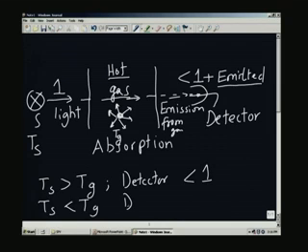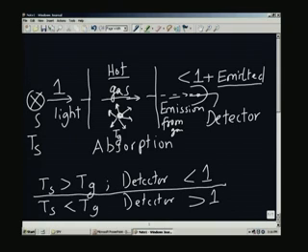If Ts is less than Tg, the detector will actually give you something greater than 1, because it is overcompensated. There is more radiation from the hot gas which is contributing to the signal at the detector, and therefore, the amount of reduction of the source which is going to be also detected by the detector is overcompensated. That means, the detector is going to give you a net which is greater than the amount which is leaving the source. So, just remember or recapitulate what we did earlier when we talked about the brightness temperature.